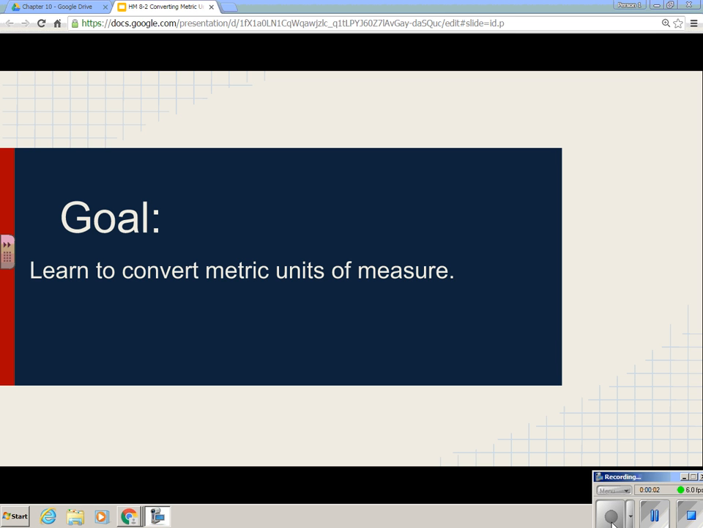Well, welcome to math today. We're going to learn to convert metric units of measure. It's called the base 10 unit. Write this down with today's date and page number before moving on.